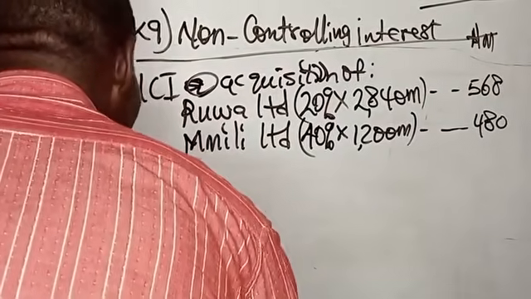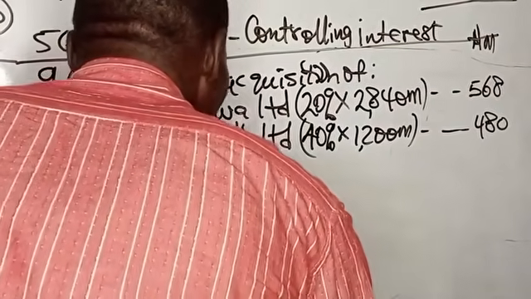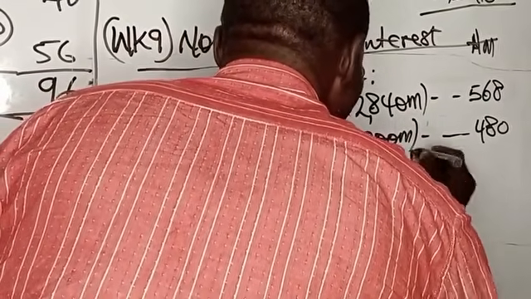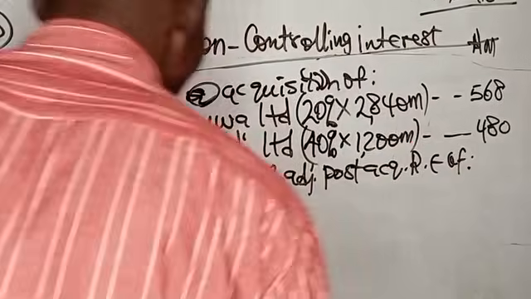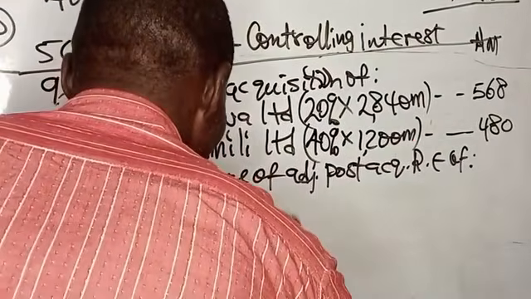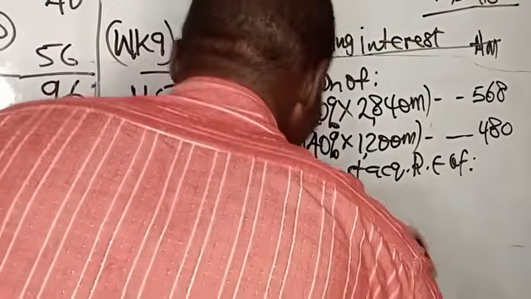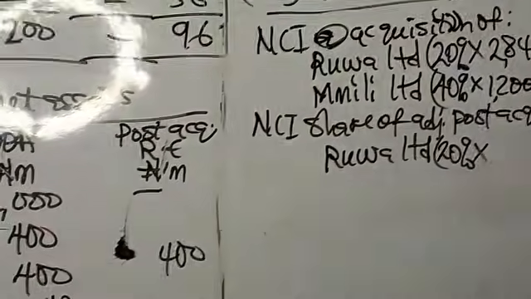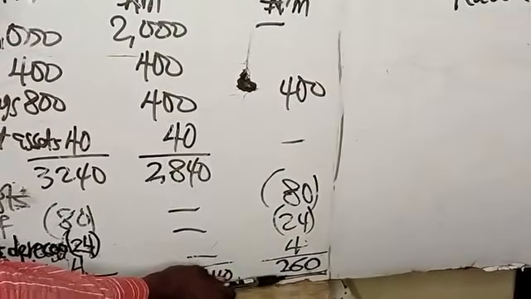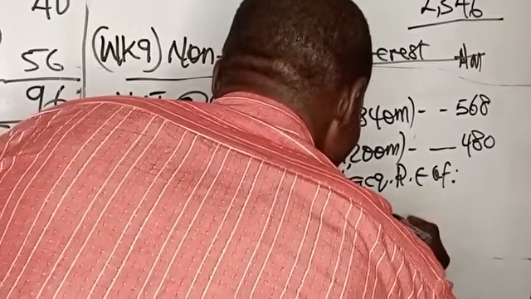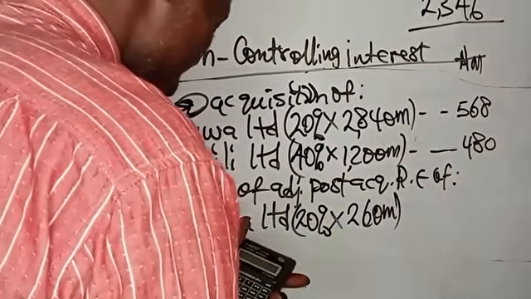Then we now have NCI share of adjusted post acquisition retained earnings of Rural Limited. Now the 20%. How much is the post acquisition retained earnings of Rural Limited? Go back to the summary of the net asset of Rural Limited. We have the post acquisition retained earnings to be 260 million. 20% of 260 gives us 52.